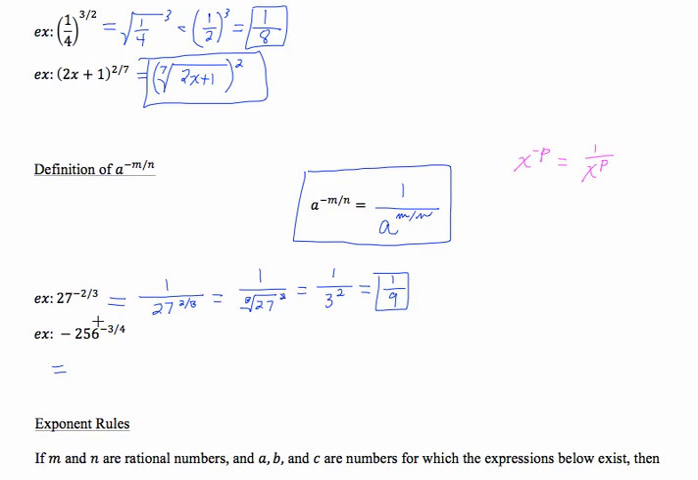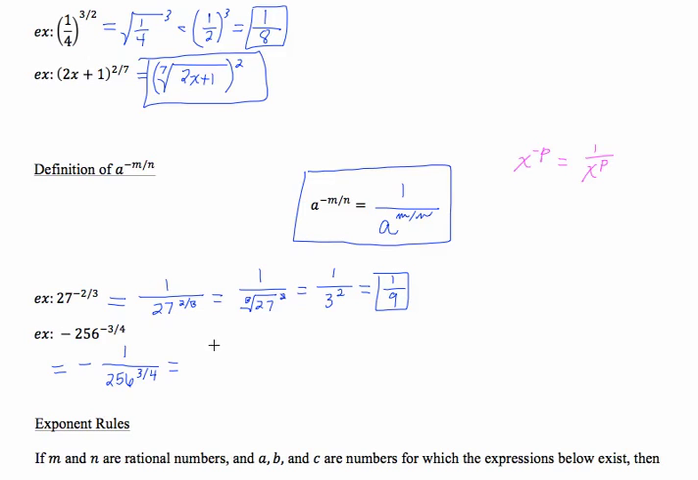Okay, this next one, we have a negative in the exponent and a negative out front. So the negative out front will just hang along. So we'll have the negative of, remember first we have to eliminate the negative in the exponent by putting this in the denominator, so the negative of 256 to the positive 3/4.